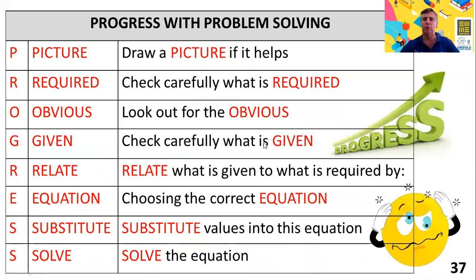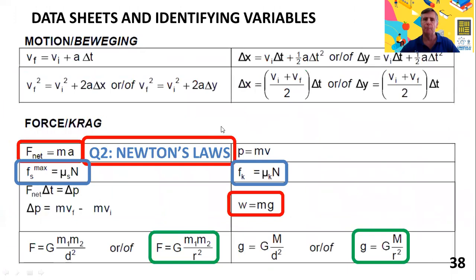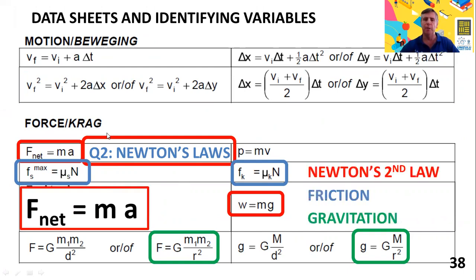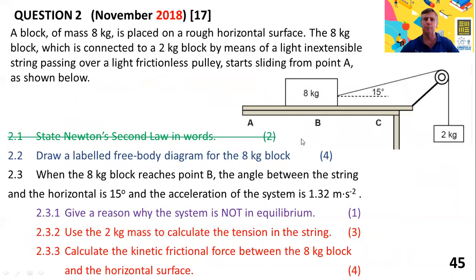Remember on page 37, we introduced you to this progress method, and we will use this to solve these equation problems. Remember, of course, also always to go to your data sheets. And on page 38, the first page of your data sheets, the second section on force, has these equations. The one you're going to use most often is simply F net equals ma. And so we've divided them up into the one circled in red for Newton's second law, the one circled in blue for friction, and circled in green for gravitation.